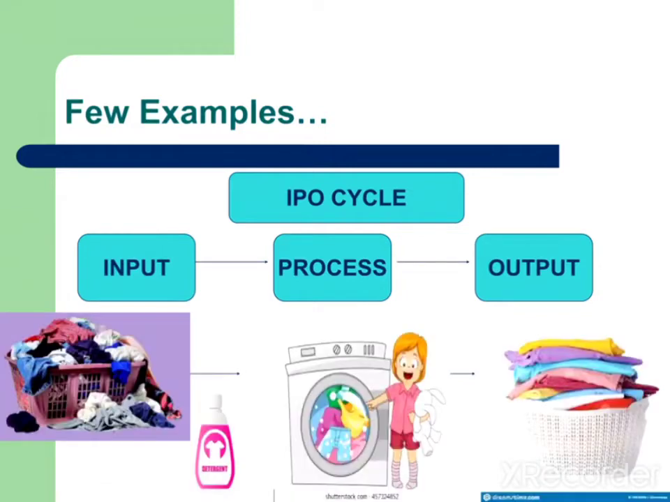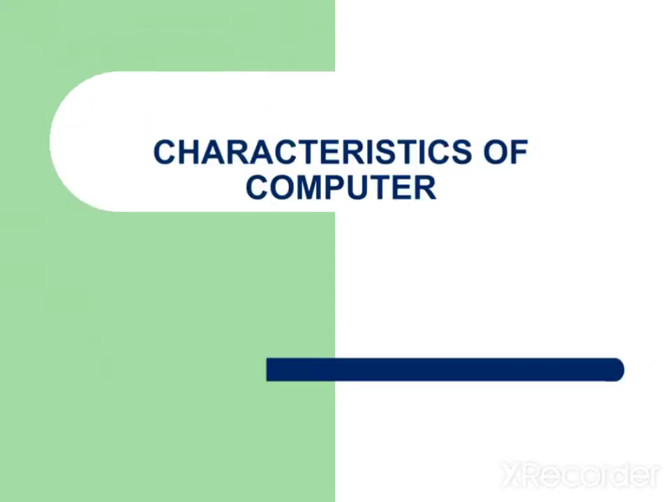Let us take one more example: the process of cleaning clothes. What do we give as an input? We give dirty clothes and detergent as input. And when we turn on the machine and it starts cleaning our clothes, that is process. And when we get the clean clothes, that is output for us.